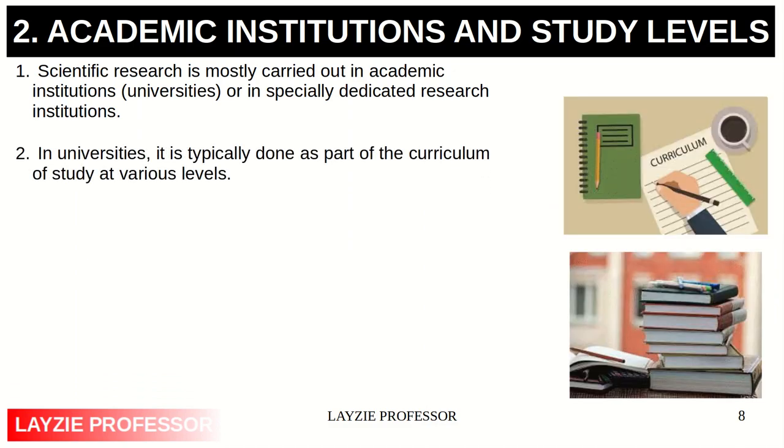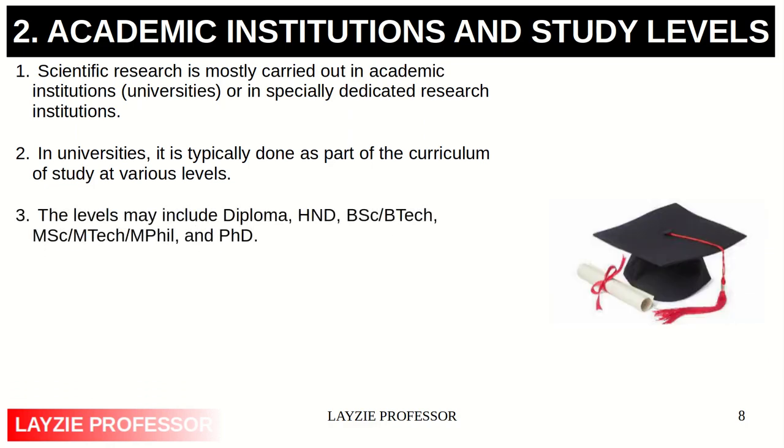And in universities, scientific research is typically done as part of the curriculum of study, at the level that you are at a university. In a university, the studies can be done at various levels. And these levels may include diploma. It can be done at the HND level or the Higher National Diploma level. Or it could be done at the Bachelor of Science level or the Bachelor of Technology level. Or scientific research can also be done at the Master of Science level or the Master of Technology level or the Master of Philosophy level.